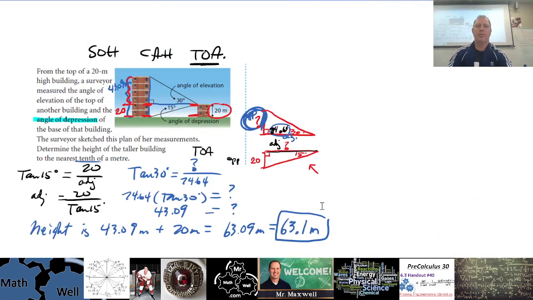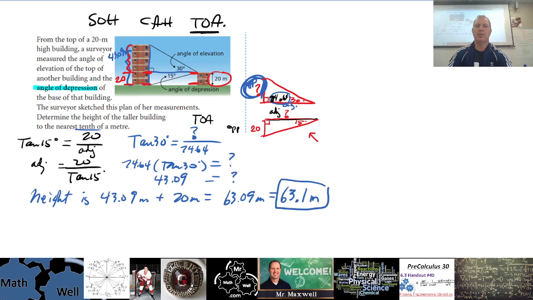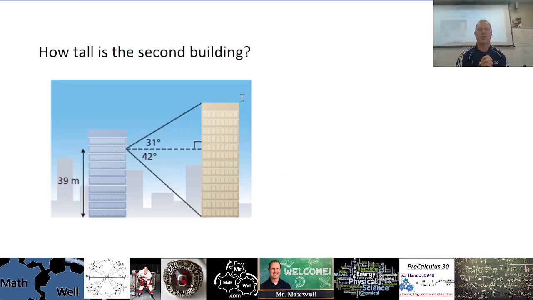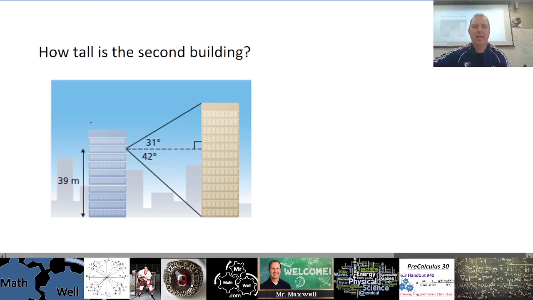All right, questions about that? There's the entire question. All right, your turn. Let's go. So here's the diagram. How tall is the second building? And this person is not on the top of the first building. They're just looking out the 1, 2, 3, 4, 5, 6, 7, 8, 9th floor there, looks like.